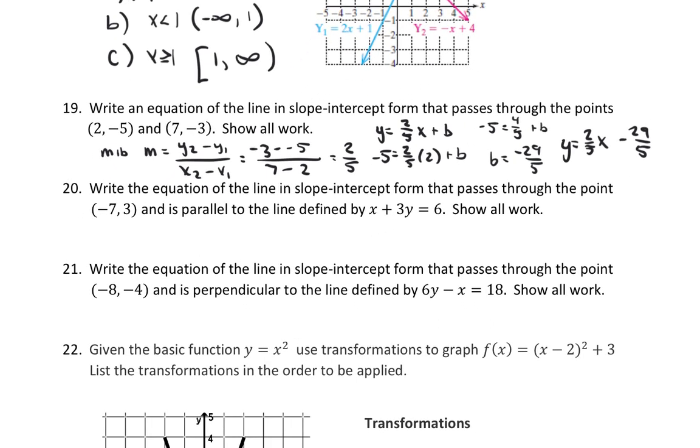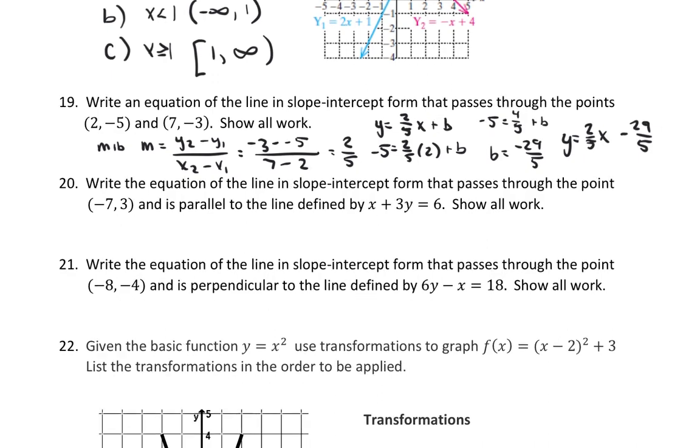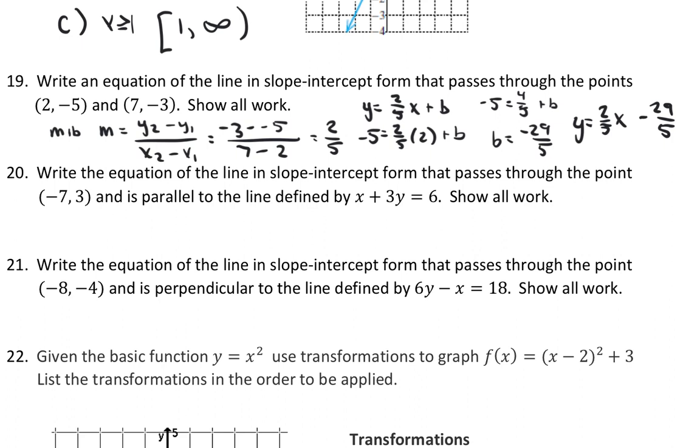All right, for question 20, write an equation of the line in slope-intercept form that passes through the point negative 7, 3 and is parallel to the line defined by x plus 3y equals 6. So first we have to figure out what the slope of this first line is. So we are going to take 3y equals negative x plus 6, which is y equals negative 1/3 x plus 2. So we know that this is the slope, and if it's parallel, it has the same slope. So we can write that out.